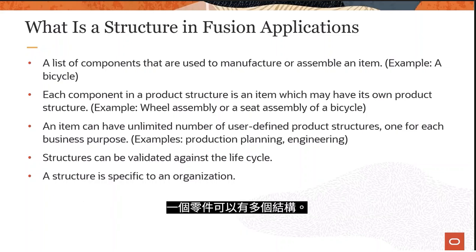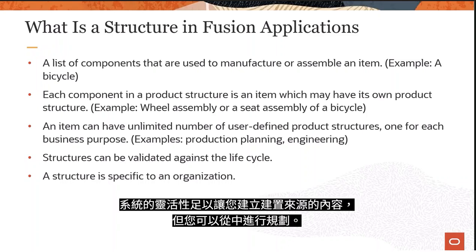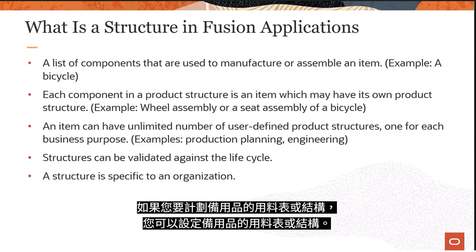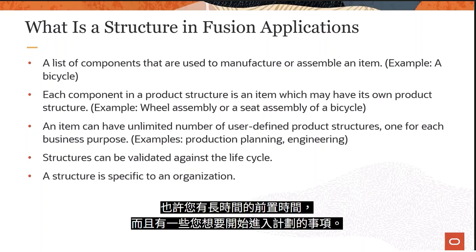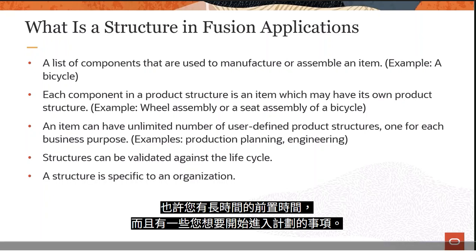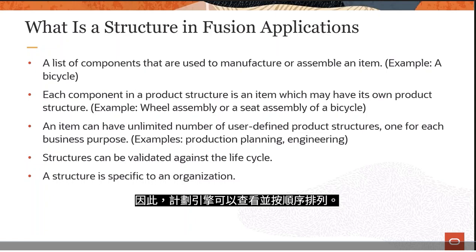You can have multiple structures for a part. The system is flexible enough to let you create not only something to build from, but you can plan from. You can set up a bill of material or structure for spares. If you want to plan for spares, you can use a planning bill. Maybe you have long lead times and there are certain things you want to start getting into the plan so the planning engine can see it and get them on order.